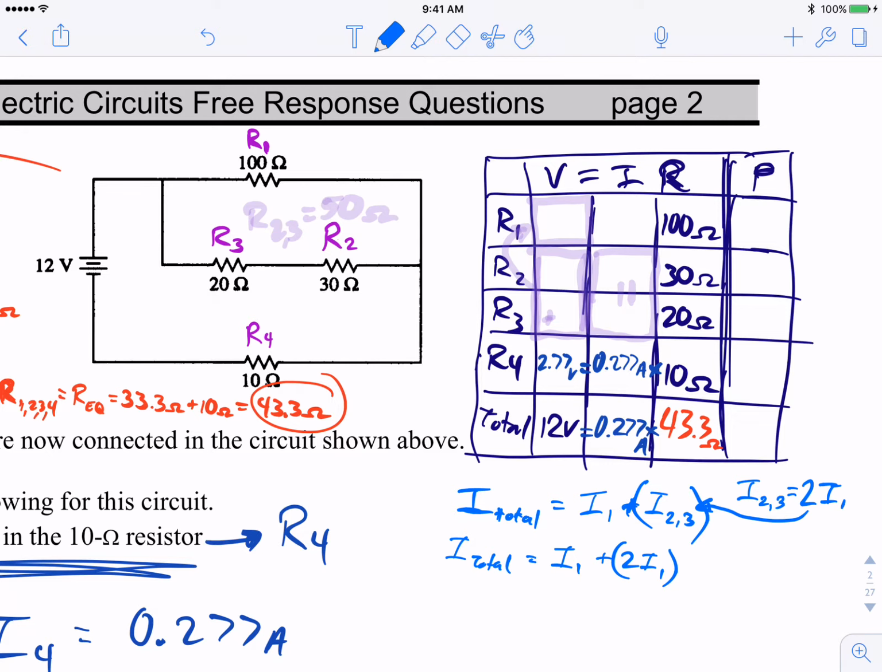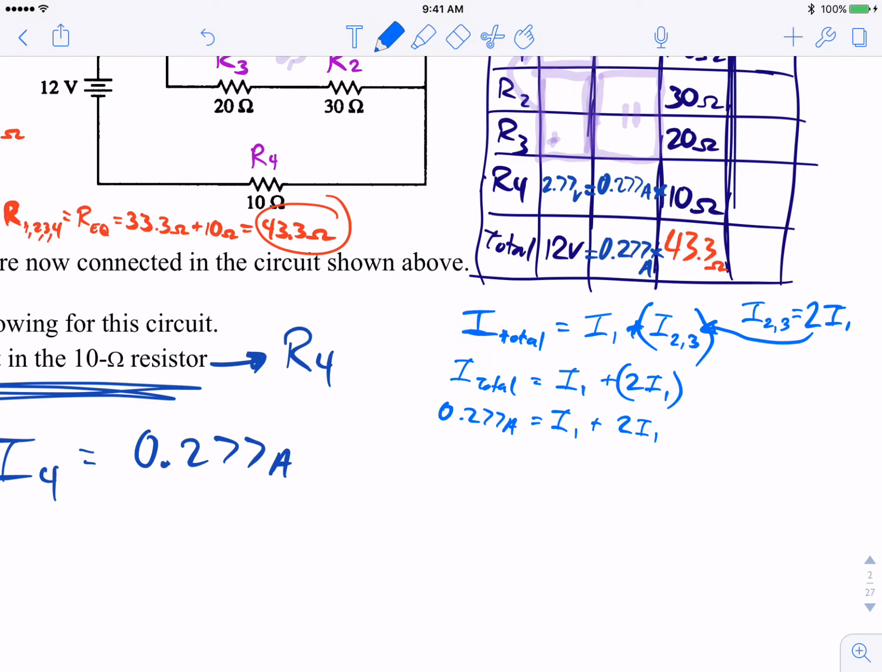And we know the I total is 0.277 amps, and so we can solve for I1. And so 1 I1 plus 2 I1s is 3 I1s. And so we can divide both sides by 3. And so 0.277 divided by 3 is the current that takes the I1 branch. And so the current that takes the I1 branch is 0.092, and then 3 repeating, and I'll just leave it at 0.092 amps.